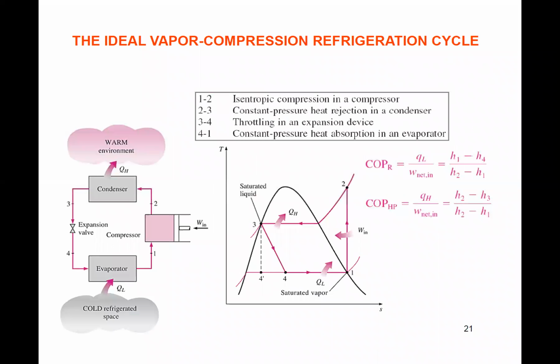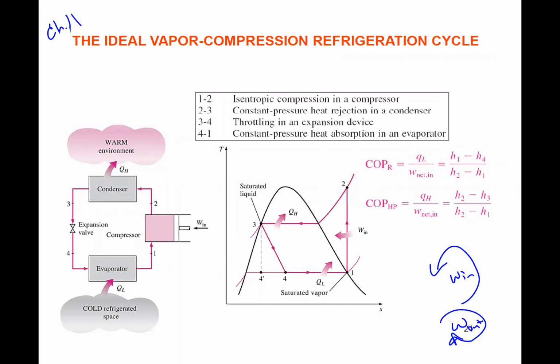I'm going to pass that one. The ideal vapor compression refrigeration cycle. So this is chapter 11. We have a simple one being shown here. Now the cycle's going counterclockwise because we're putting in work. The other ones went clockwise, where we got net work out.